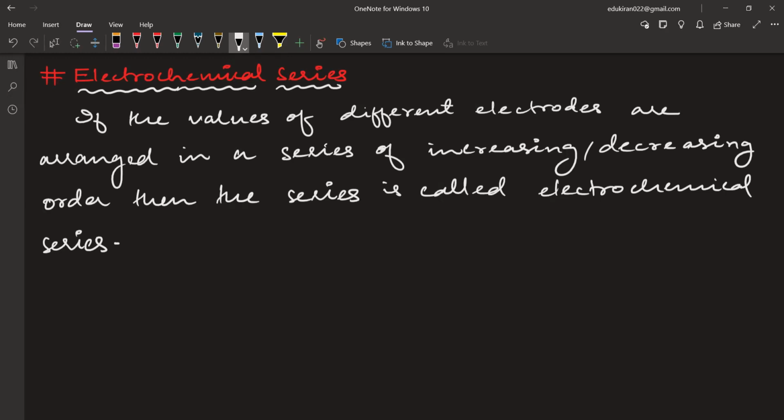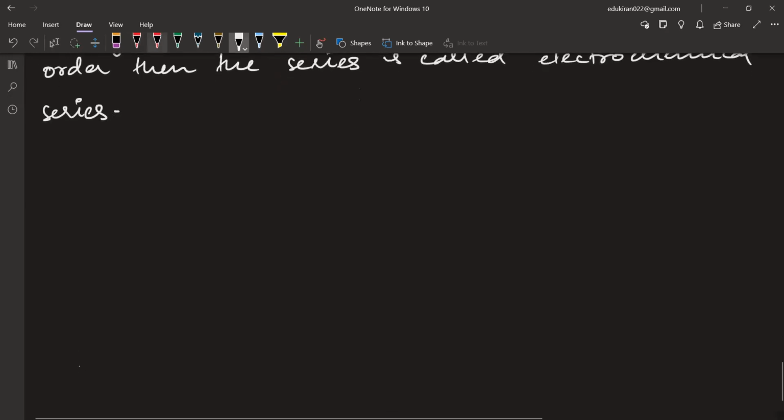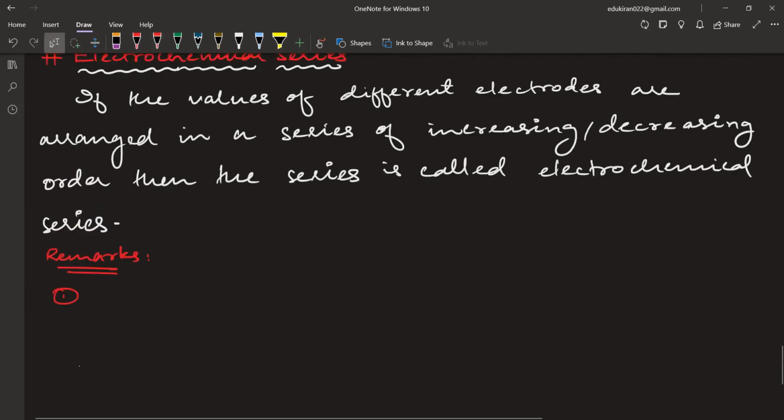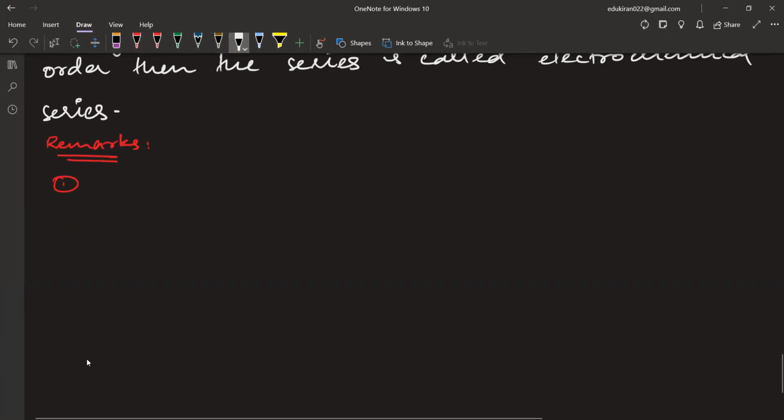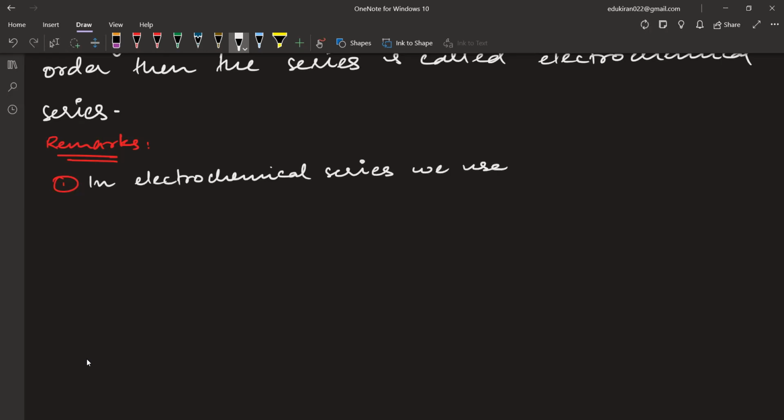Okay, now write some remarks about the series. First thing is the electrode potential. It is what? It is standard reduction potential. So in electrochemical series, we use standard reduction potential.